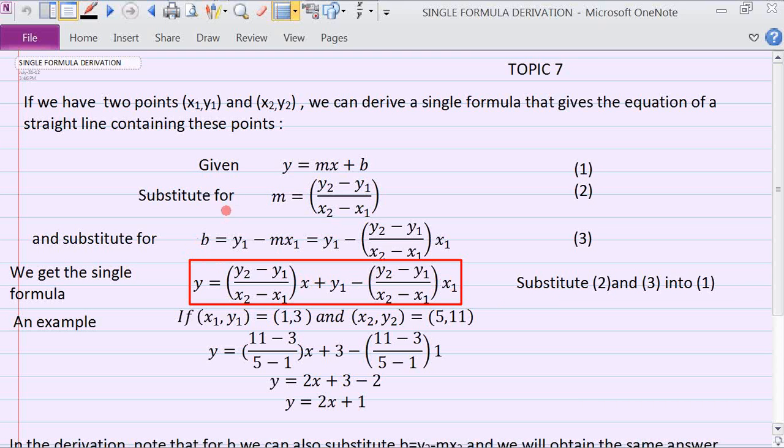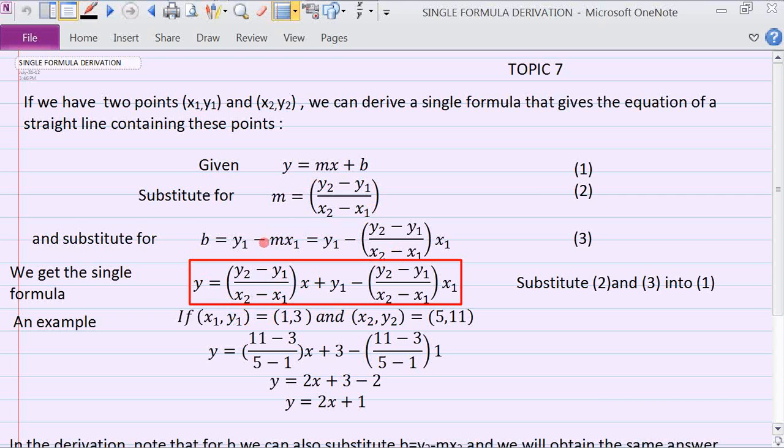Let me go over this again. We have Y equals MX plus B. We have a value for M, which is the difference in the Y's over the difference in the X's. And we're trying to get a formula that will, in one step, give us the equation of the line just using these. So we just do the whole thing in one calculation.